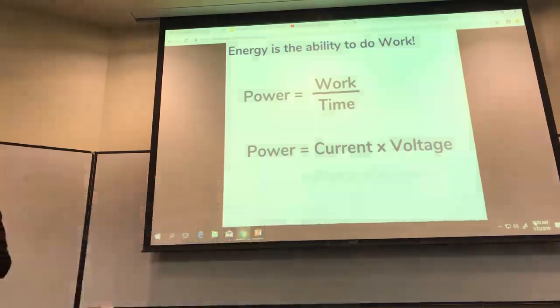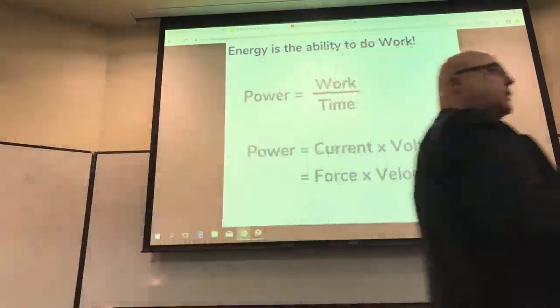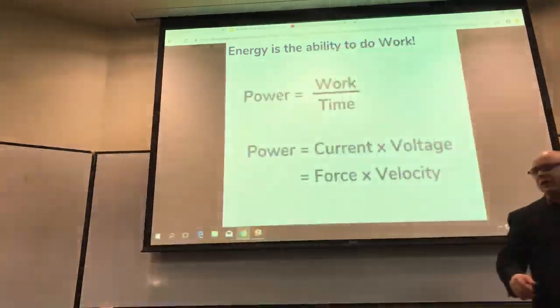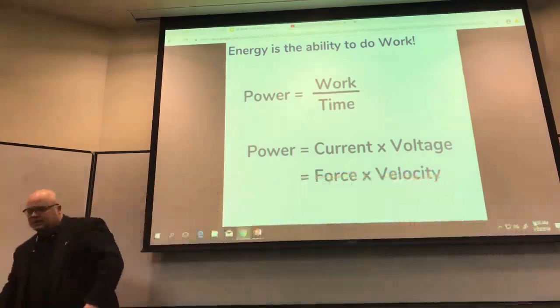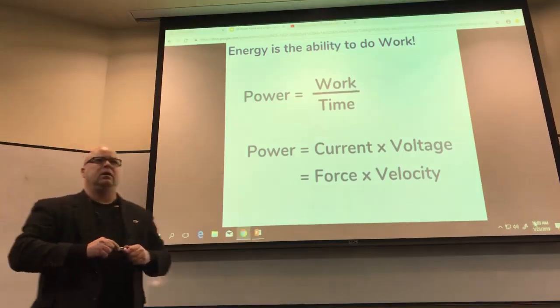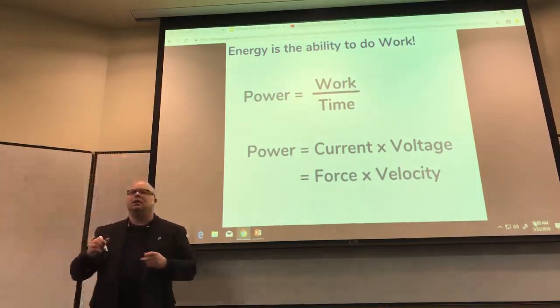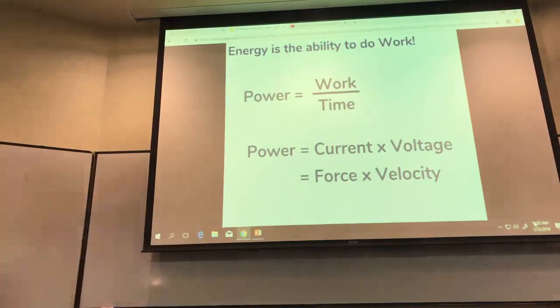But power is current times voltage, and it's force times velocity. Is this true? So current times voltage equals force times velocity? That's kind of cool. What's the velocity equal? The velocity equals the surface speed, right?